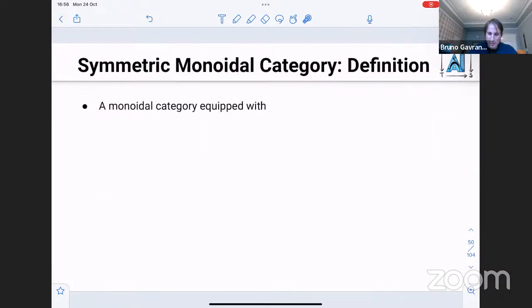So a symmetric monoidal category is a monoidal category, and I'm going to call it monoidal category C. So it has all the structure we talked about, equipped with an additional thing. It's equipped with a morphism, which I'm going to call sigma, which for each object x tensor y swaps the argument. So this is sigma, and it's defined for every pair of objects. So every x and y, we have a morphism that does this.